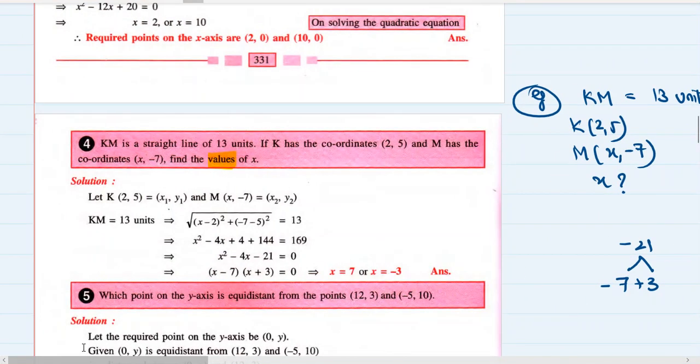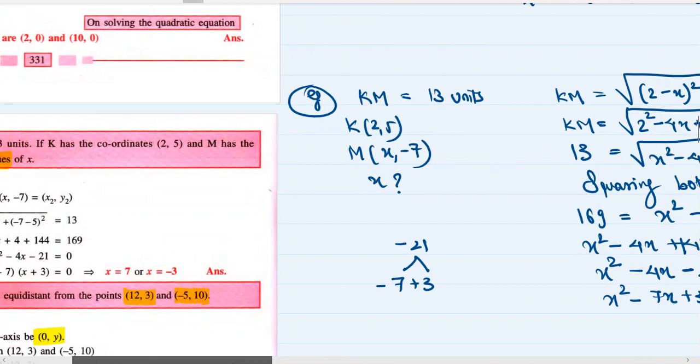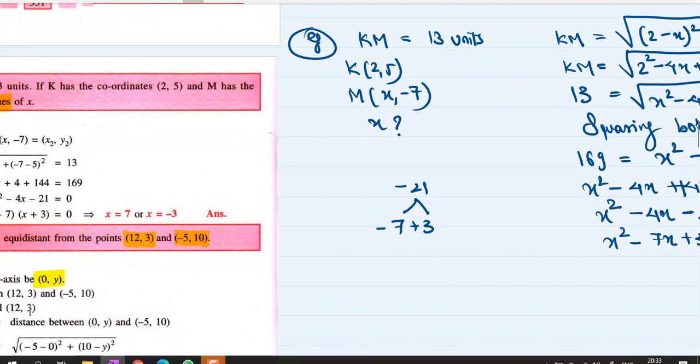Which point on the y-axis is equidistant from the points (12, 3) and (-5, 10)? Now this point is on the y-axis and it is equidistant from these 2 points. Any point on the y-axis is always of the form (0, y). This (0, y) is equidistant from (12, 3) and (-5, 10). Okay, let's write our 2 points, (12, 3) and (-5, 10).